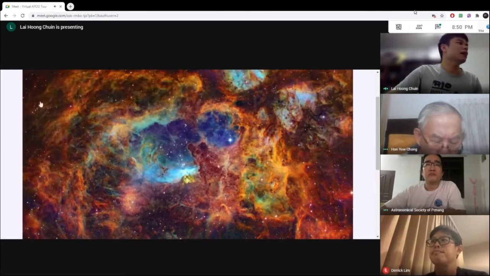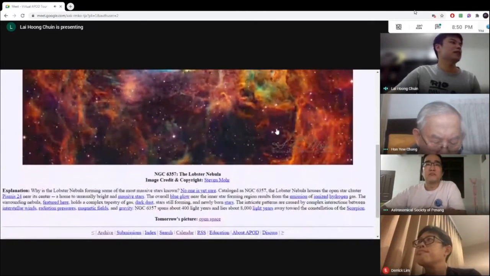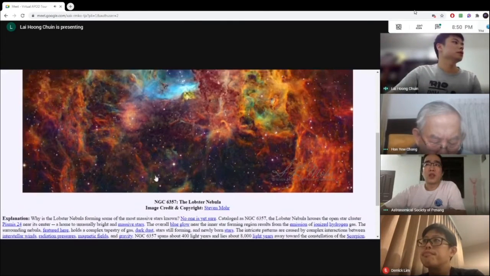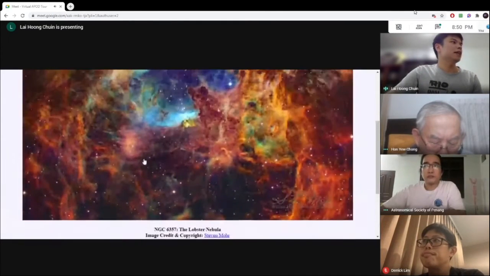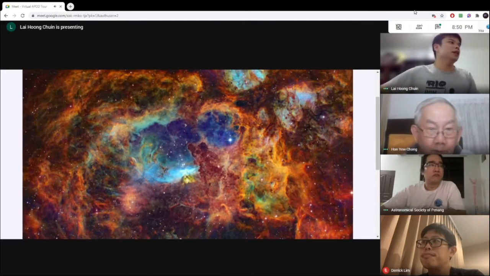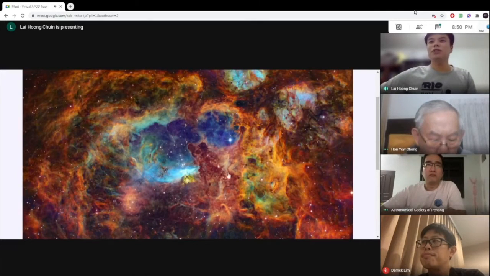So that means around the whole nebula, there are a lot of stars forming, and the whole nebula spans about 400 light years and lies about 8,000 light years away from the constellation of Scorpio. So this nebula is very big. We see in the photo, from here to here is maybe very small, and at night, even if you manage to look through a telescope, it's actually a very small dot. Through your naked eye, you will not be able to see this.